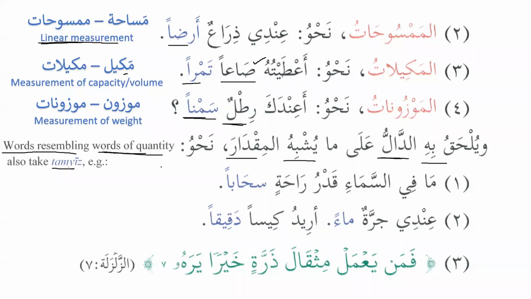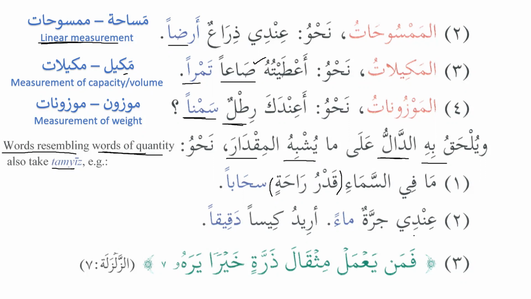And this is also, like, we can say that these are the deputies of tamyiz, right? Like we have learned in the previous lessons that there are certain nouns and they have their deputies. Similarly, we can see that tamyiz has its deputies as well. And what are those? Number 1, for example, we say ma fi samai qadru rahatin sahaban. Now we can see that qadru rahatin is basically something the size of the palm of the hand. So basically what we are saying, there is not in the sky a piece of cloud the size of a palm of the hand. So here the word qadru rahatin, the size of the palm, resembles word denoting linear measurement.